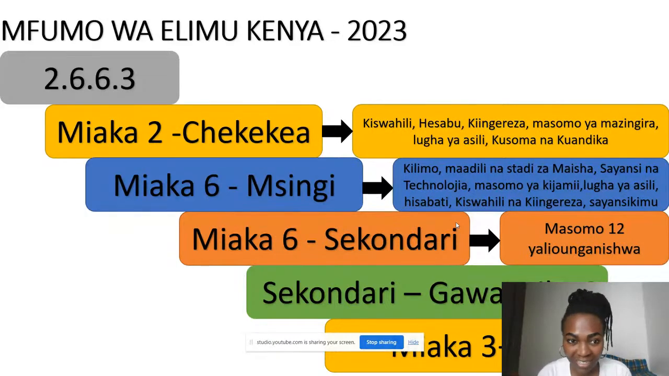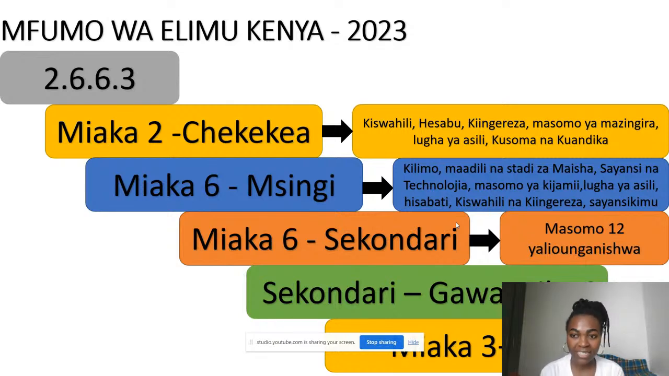Miaka miwili ya chekechea. 2 years of kindergarten. And then we have 6 years of primary school. Miaka 6 ya shule ya msingi. And katika shule ya msingi tuna masomo tofauti tofauti. Tazama, kilimo, maadili na stadi za maisha, sayansi na teknolojia, masomo ya kijamii, lugha ya asili, hisabati, Kiswahili na Kiingereza, sayansi kimu. Tazama, kilimo is agriculture, maadili na stadi za maisha, this we'll say it's life skills.